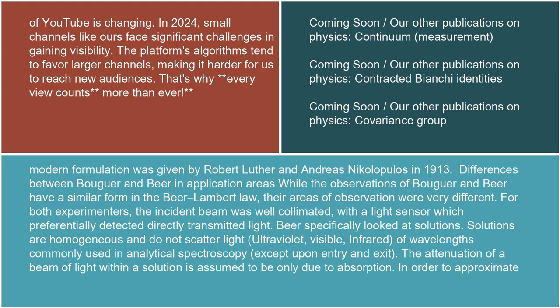Differences between Bouguer and Beer in application areas. While the observations of Bouguer and Beer have a similar form in the Beer-Lambert law, their areas of observation were very different. For both experimenters, the incident beam was well collimated, with a light sensor which preferentially detected directly transmitted light. Beer specifically looked at solutions. Solutions are homogeneous and do not scatter light.